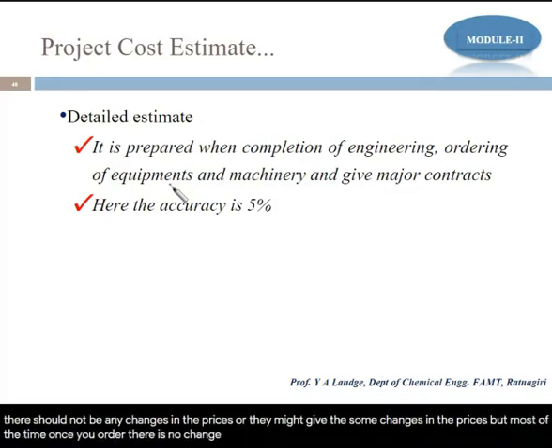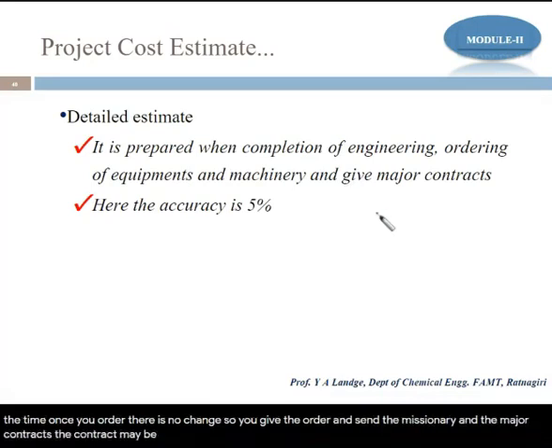So you give the order for the equipment and machinery and the major contracts. The contracts may be for the erection of the plant, or the construction of the building. So there are different contracts.